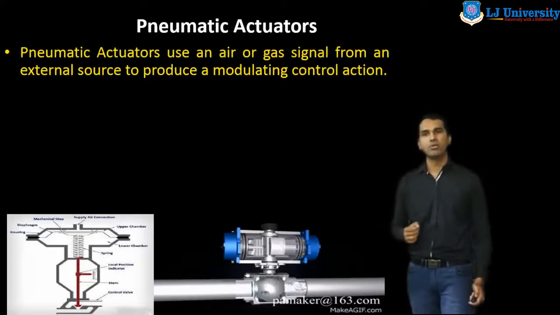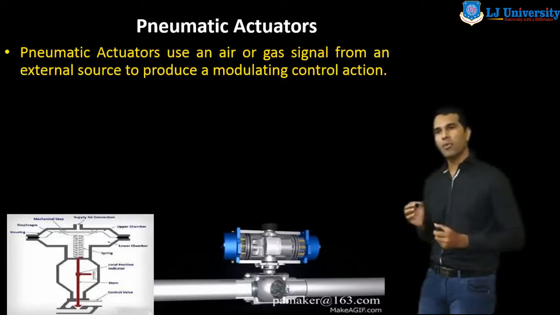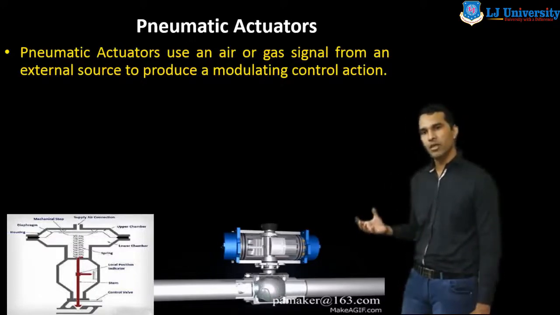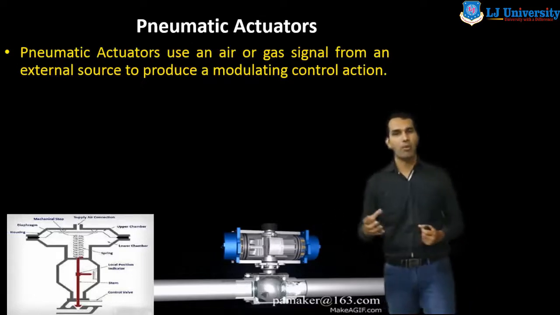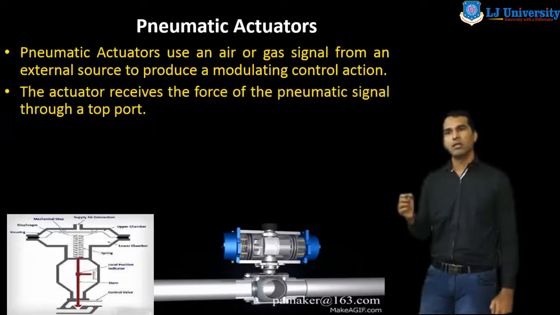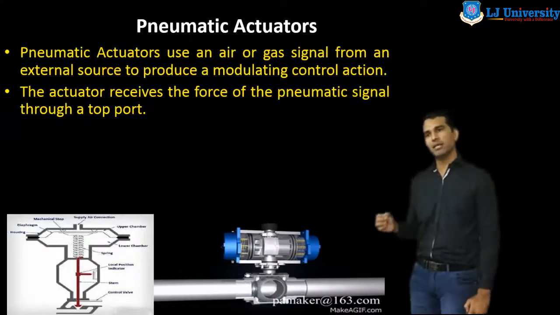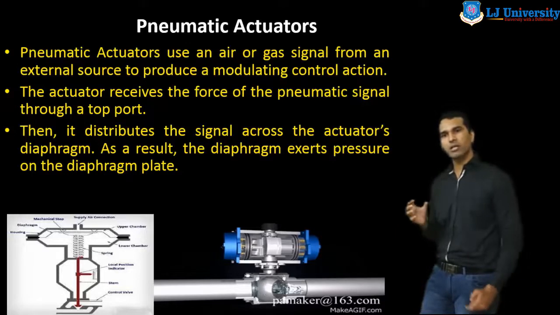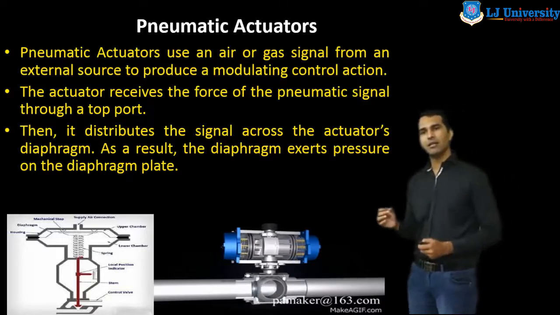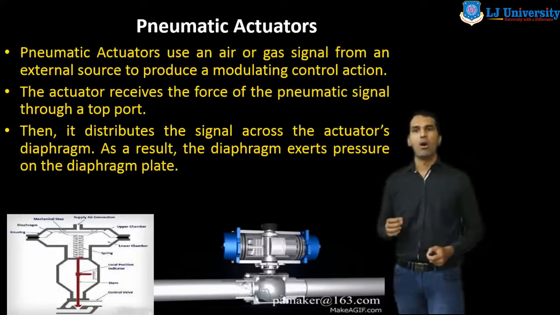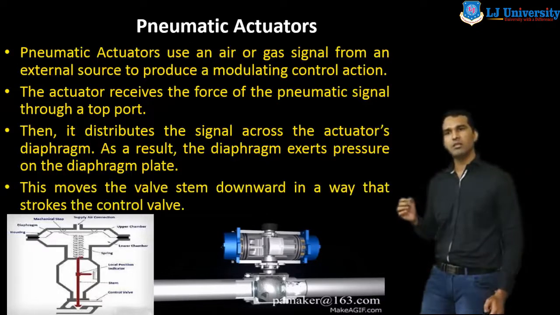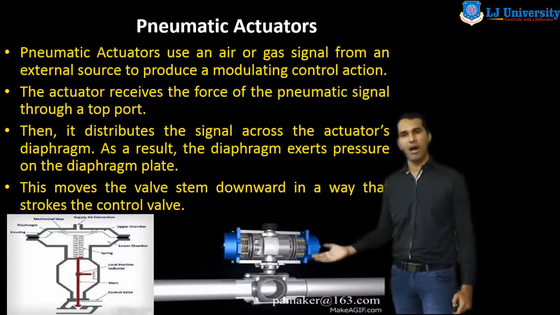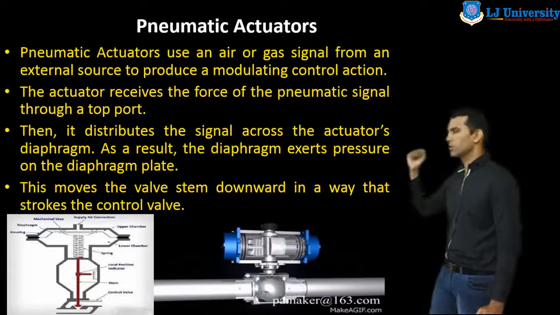Pneumatic actuators use an air or gas signal from an external source to produce a modulating control action. That means this valve operation is controlled with the help of the air or gas signal. The actuator receives the force of the pneumatic signal through a top port. Then it distributes the signal across the actuator's diaphragm. As a result, the diaphragm exerts pressure on the diaphragm plate. This moves the valve stem downward in a way that stops the control valve. So this is the operation of the pneumatic actuator.